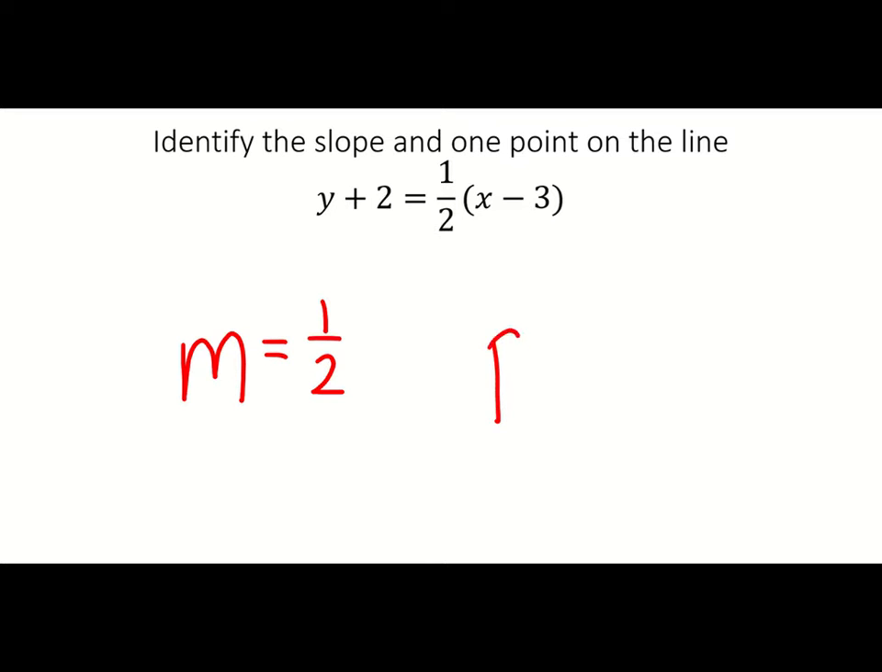My point then comes from the numbers with x and y, but remember we're going to do a sign change on those numbers. That's the trick, is remember to switch the sign when you identify a point. So with x, you see there's a 3. It looks like a -3, so that means it's actually positive. And with y, there's a +2. So it looks like a +2, but it's actually negative. So we have a slope of 1/2 and a point at 3, -2.